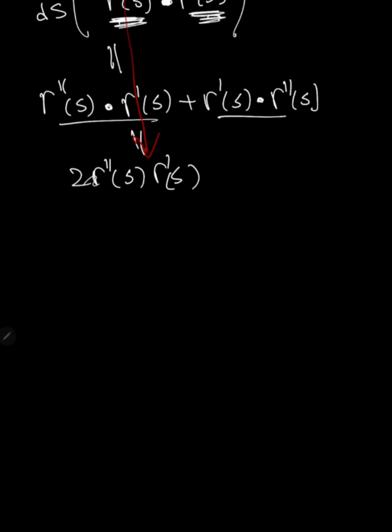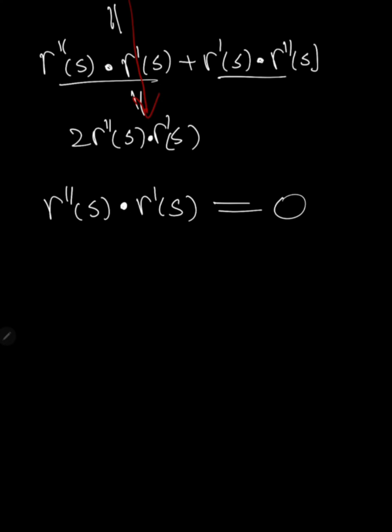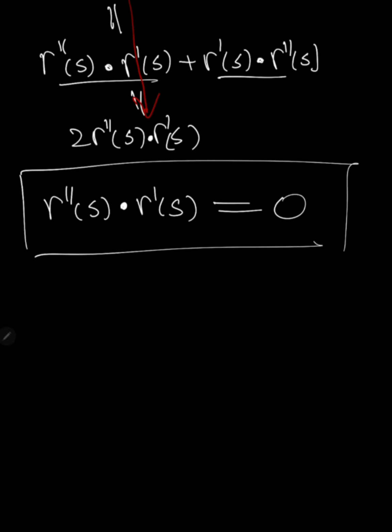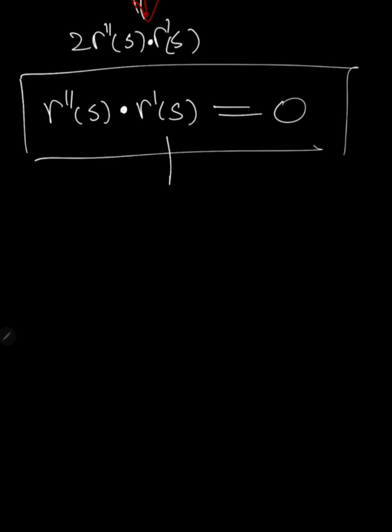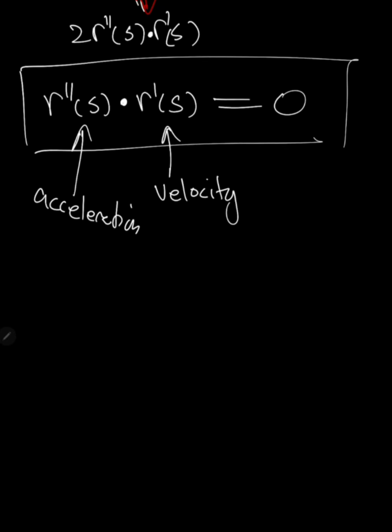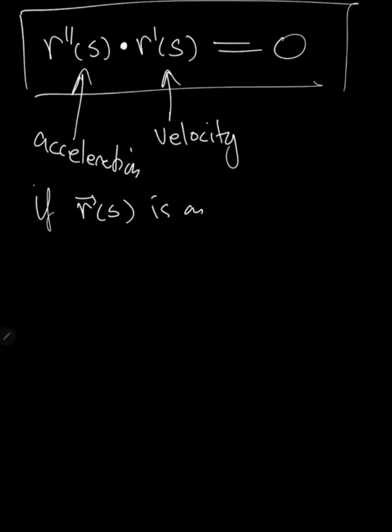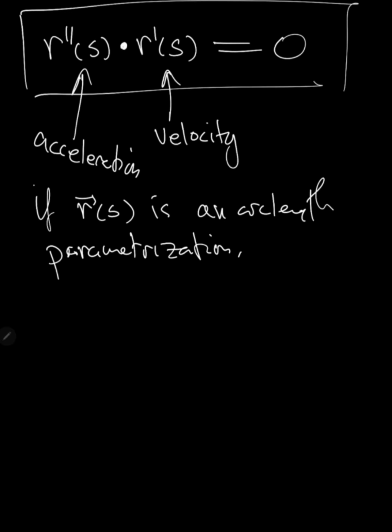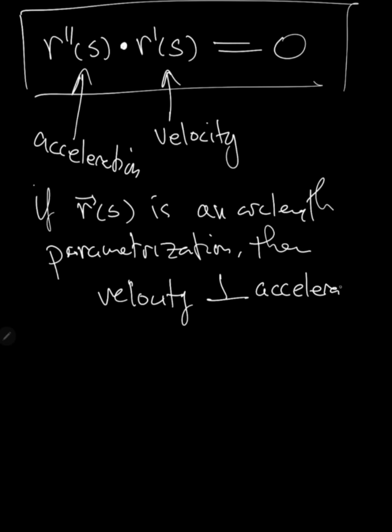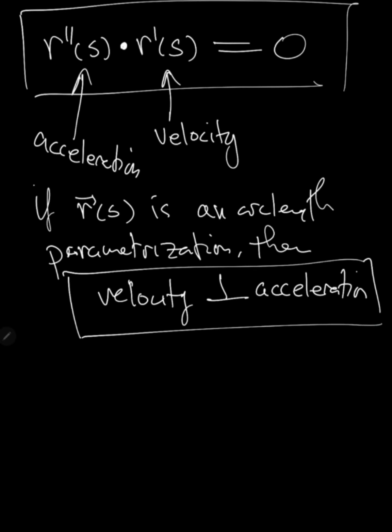So I can divide by 2 on both sides. So r double prime of s, sorry, I should emphasize, this is a dot product, r double prime of s dot r prime of s is equal to 0. So if you have an arc length parameterization, this is my conclusion. This is my velocity. Again, thinking of this in terms of motion, this is my acceleration. So if r of s is an arc length parameterization, then velocity dot acceleration is 0. In other words, velocity is perpendicular to acceleration. Dot product equals 0 means perpendicular.